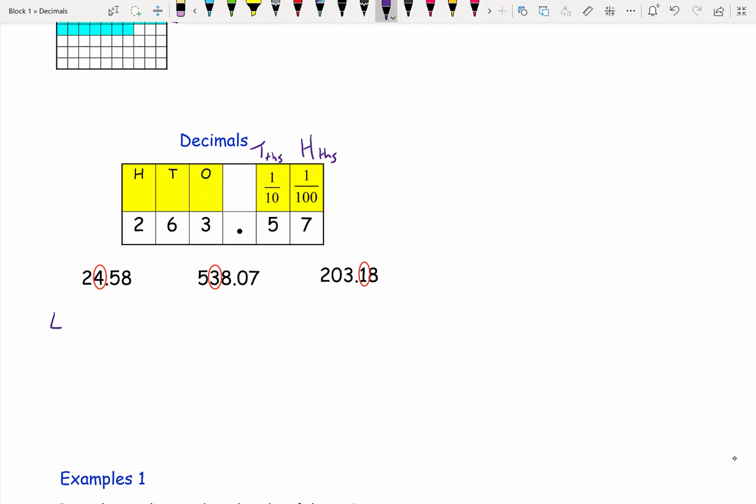So here, the 4 is just equal to 4 units. Here, we're looking at 3, so that is equal to 3 tens. And here, the 1 is in the tenths column, so it's 1 tenth.